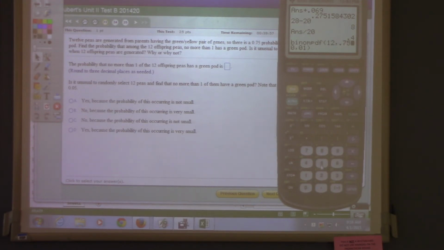12, 0.75, 0 and 1. And we'll do 0 first. That's a small number. 0.000000, it's going to have 7 zeros in it, right? I think we can pretty much say that's 0. Now, second function, enter, and 1. That's 0 with 5 zeros, and 6 zeros is pretty much what? 0.